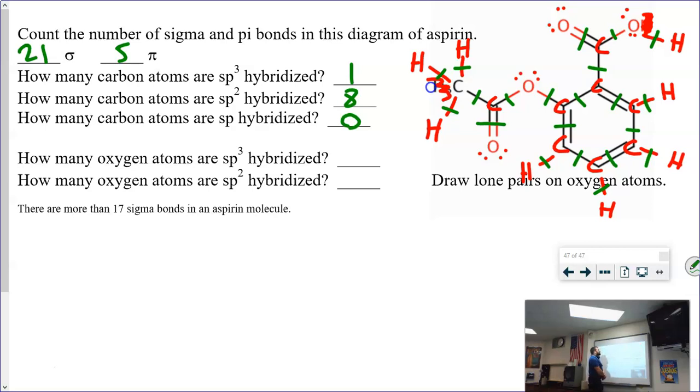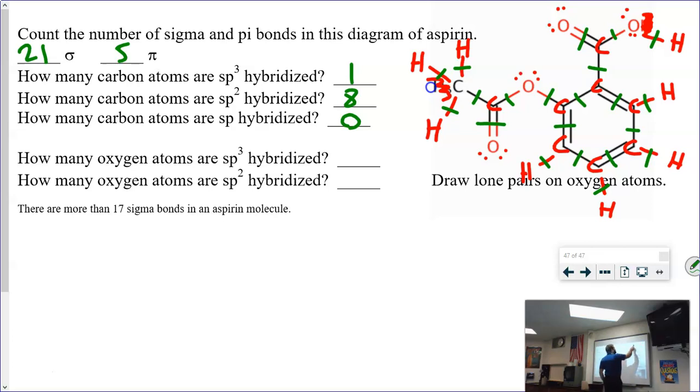Oxygens, how many of these are sp3 hybridized? Well, we're looking for oxygens with a coordination number of 4. Remember, lone pairs count, right? So let's look at this. This oxygen down here on the bottom, it has 2 lone pairs and 1 atom. That's coordination number of 3. This oxygen right here in the middle, before we get to the ring, has 2 atoms, 2 lone pairs. All right, that's sp3. That is a coordination number of 4.